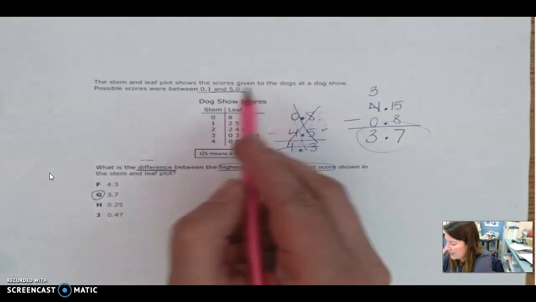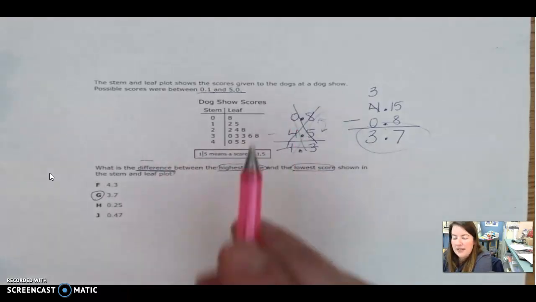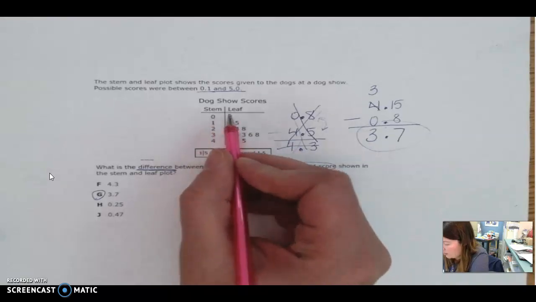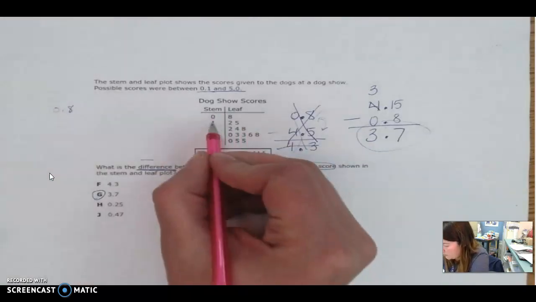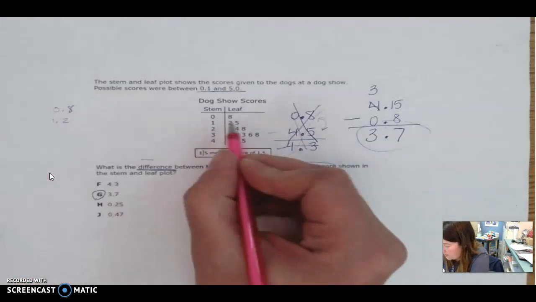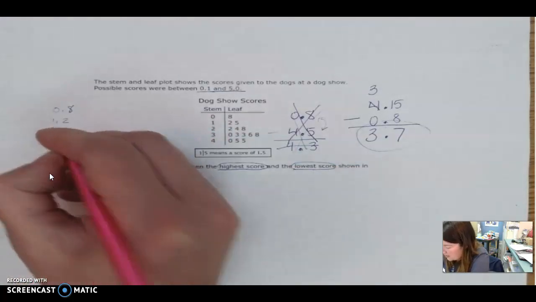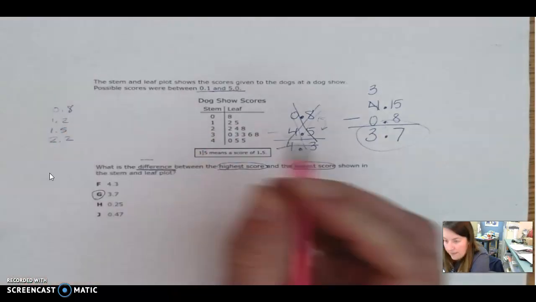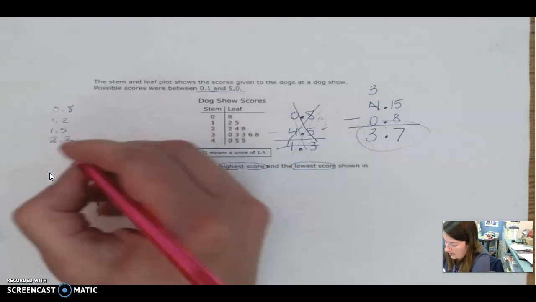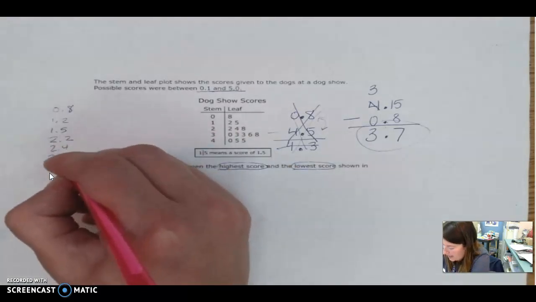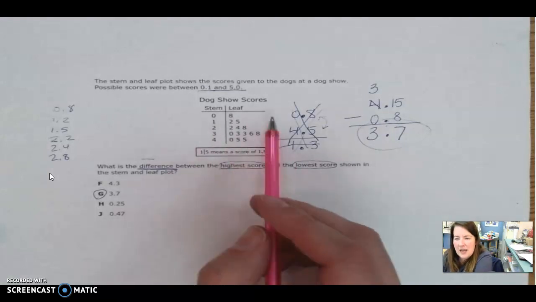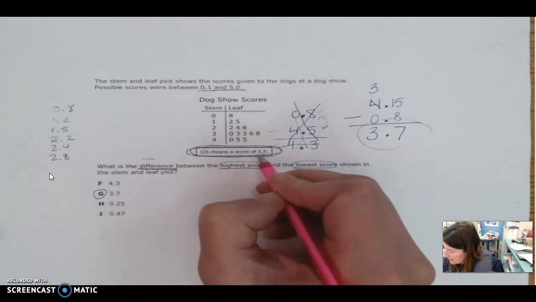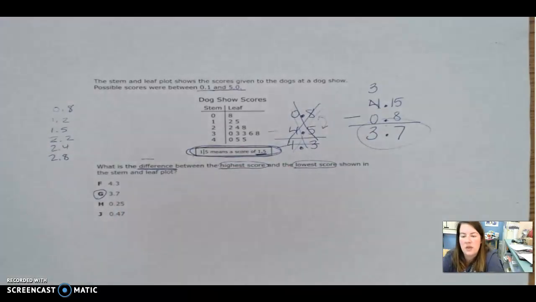All right, so this is an example of how you can see a stem and leaf that includes decimals. If you were just going to list out all of these, right, this is 0.8. This one would be 1.2. This is 1.5. Do you see how this works? 2.2. Right, 2.4. 2.8. I won't do the whole thing, but you understand, it will always tell you at the bottom if it's going to be decimals or if it's going to be a whole number.